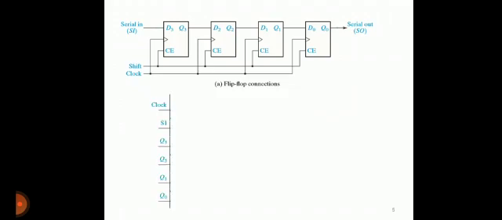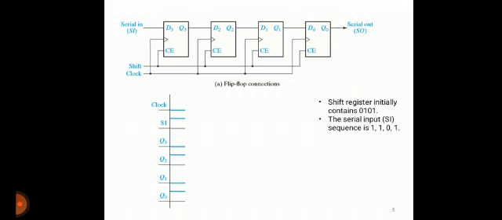Suppose we draw the timing graph of it. The shift register initially contains 0101. I am assuming that it contains 0101. Next, this is the signal which we have. At Q3 it is 0, Q2 it is 1, Q1 it is 0 and Q0 it is 1. So the serial input sequence will be applied next when the clock signal is applied.